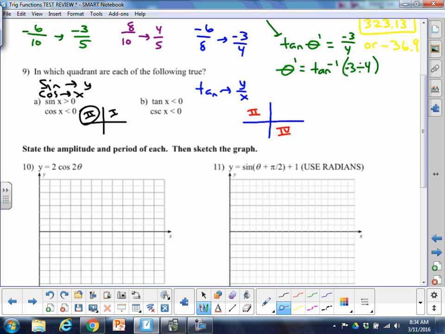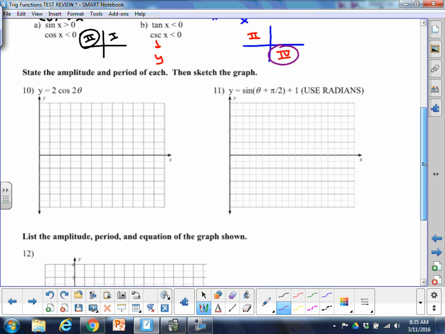And then cosecant's the reciprocal of sine, right? So cosecant deals with y values too. So where are the y values negative? In quadrant 3 and 4, but to make both conditions met, quadrant 4.